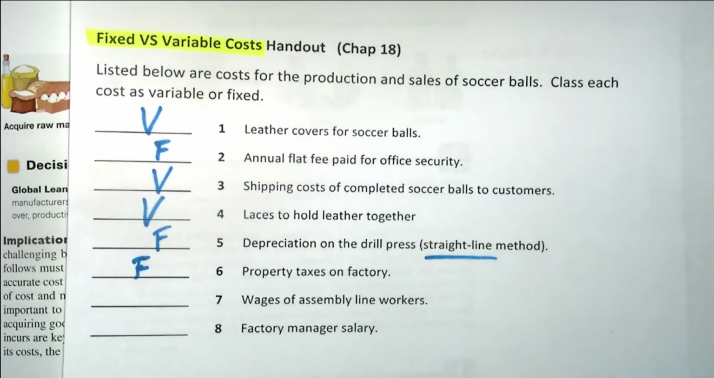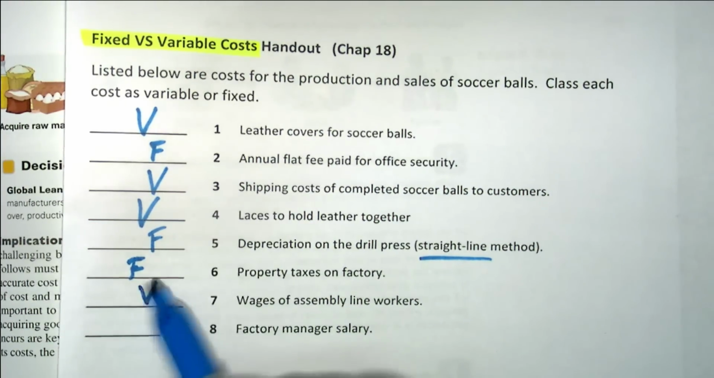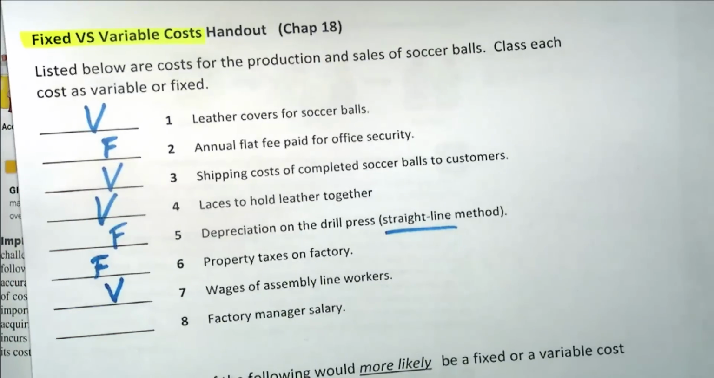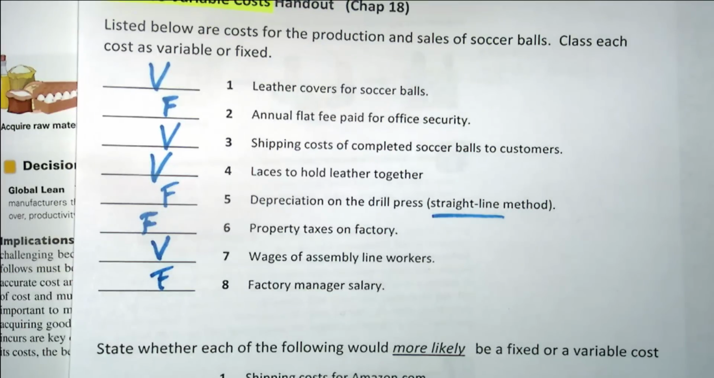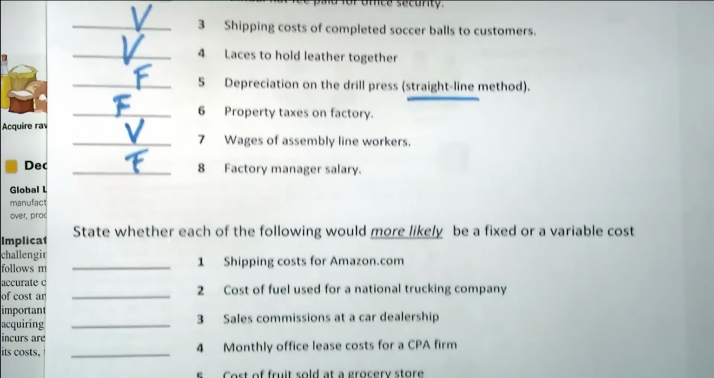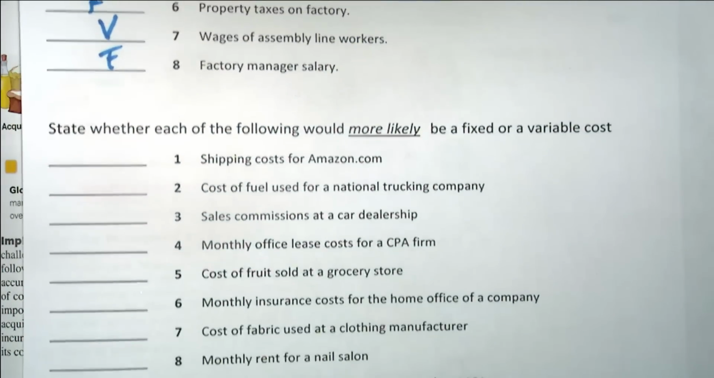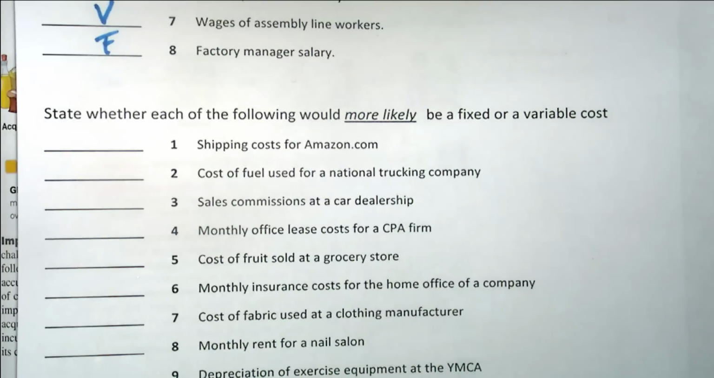Wages of assembly line workers. Variable. Okay. Factory manager salary. Fixed. Any questions on those? Let's go to the next one. State whether each of the following would more likely be a fixed or variable cost. Which would be more likely?